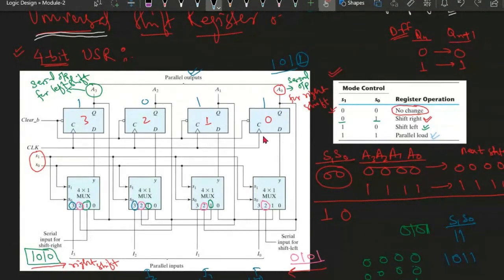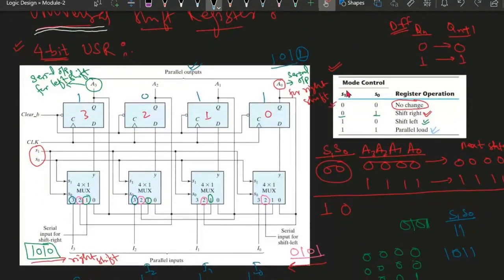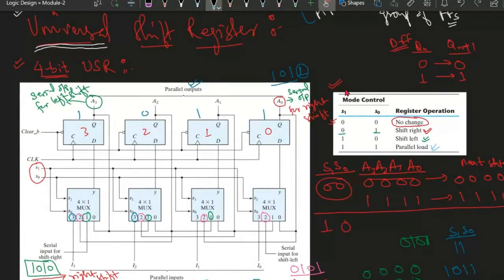So this is how the universal shift register basically works for different possible cases of the shift registers. It can constitute all 4 combinations of the shift registers. So that's why it is called the universal shift register.